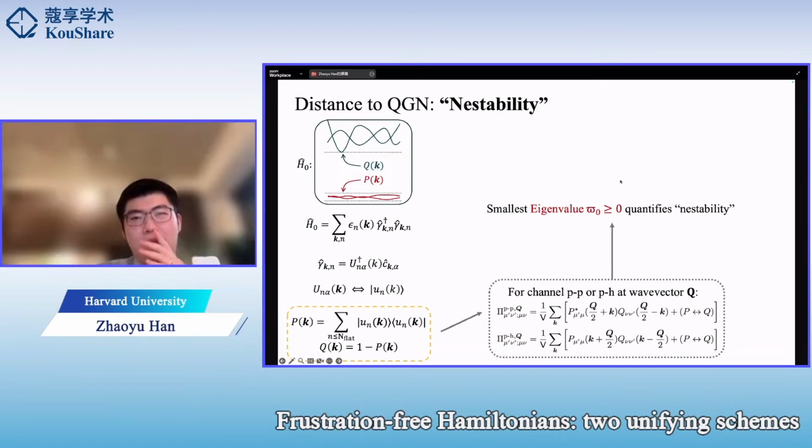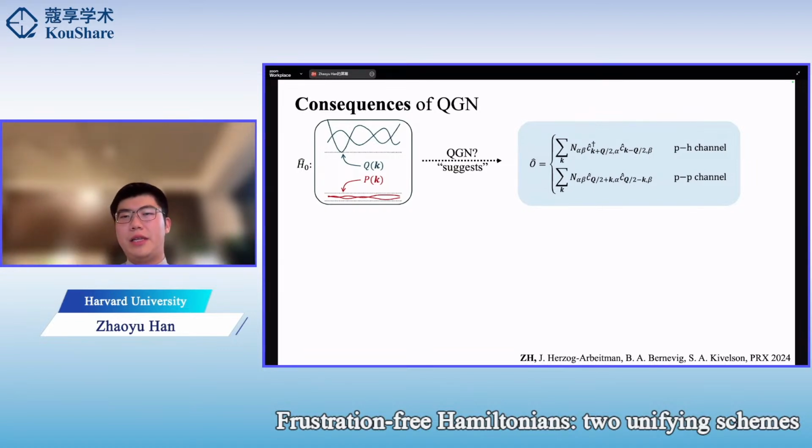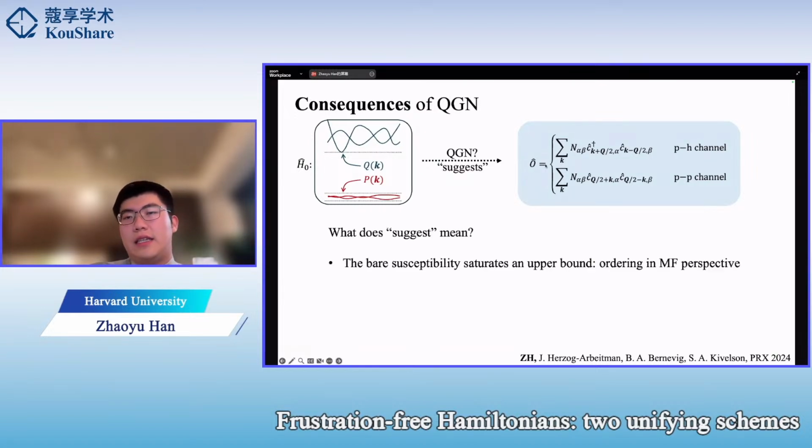Okay. Having defined this condition of quantum geometric nesting, let me now tell you the consequences of this. Firstly, if a flat band system has quantum geometric nesting, certain fermion bilinear order parameters will be suggested. Remember that this will be the center of this construction. These order parameters are defined by the nesting matrix that you can solve from this procedure, and specifically it is nothing but the form factor expressed in this original orbital basis. For each suggested order parameter, there will be two further consequences. The first is that if we compute the bare susceptibility of this order, it saturates a theoretical upper bound, which indicates that they are the most likely ordering tendency among all the possible orders from a mean field perspective.